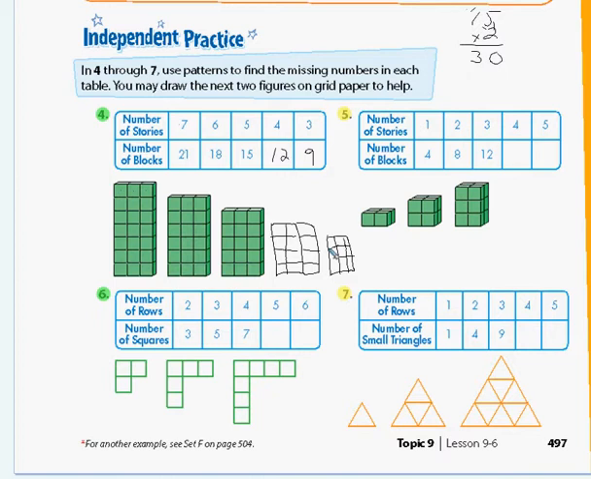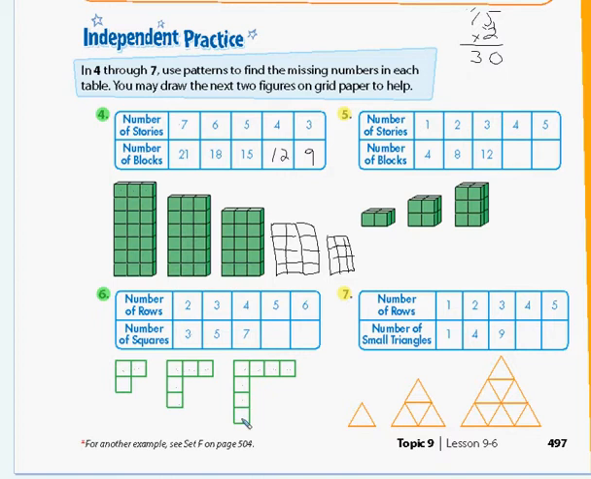Problem number 6. On problem number 6, we've got a right-angled figure, and it shows that 2 has 3 squares. If it's 2 across the top, it has 3 squares: 1, 2, 3. If it has 3 across the top, it has 5 squares altogether: 1, 2, 3, 4, 5. If it has 4 squares across the top, that means it has 7 altogether: 1, 2, 3, 4, 5, 6, 7.